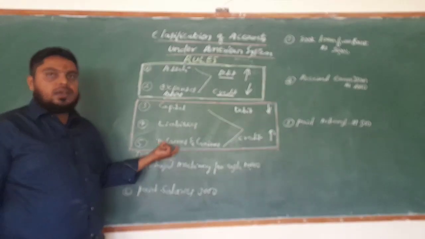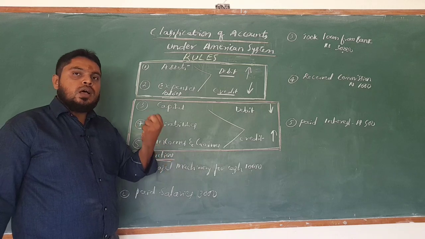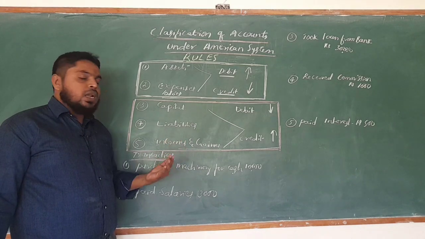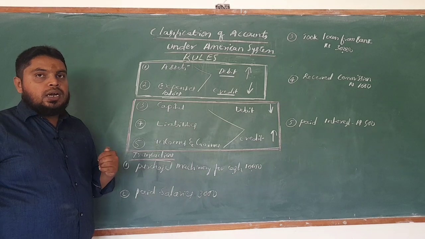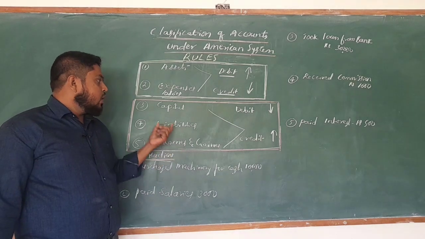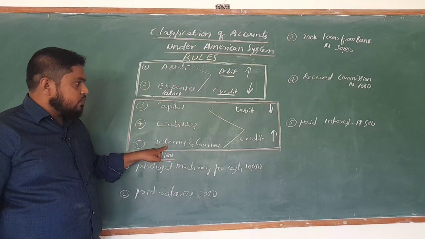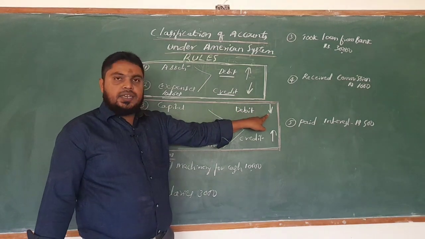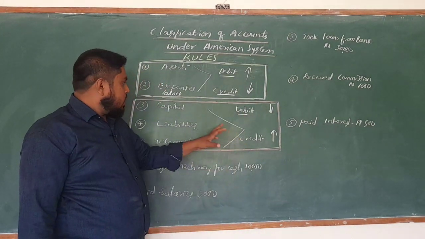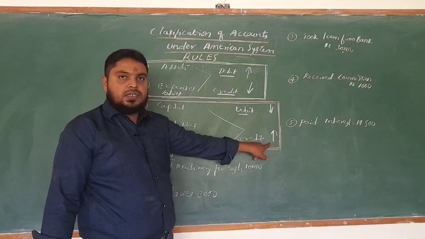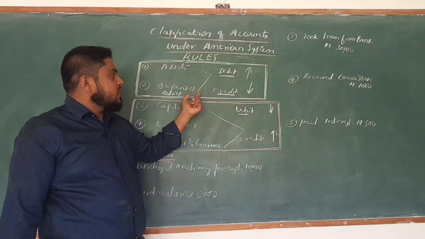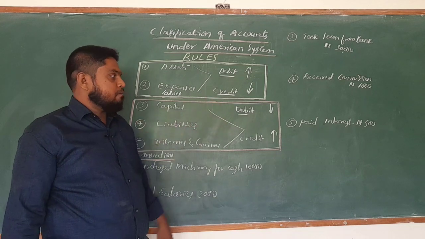Incomes and gains means revenue. Whatever revenue is earned by the business, we have to record here. For example, commission received, interest received, dividend received, interest on investment. So the rules for capital, liabilities, incomes: if they decrease, we record on the debit side, and if they increase, we record on the credit side. It is the opposite of assets and expenses.